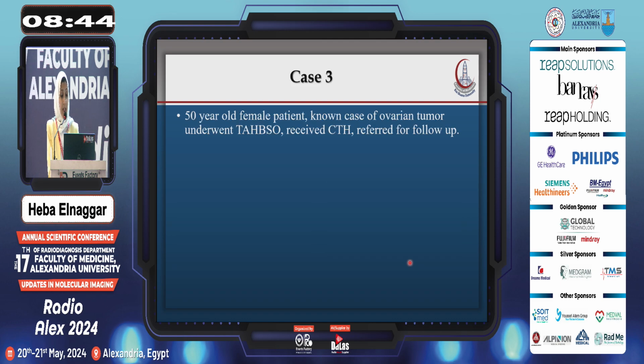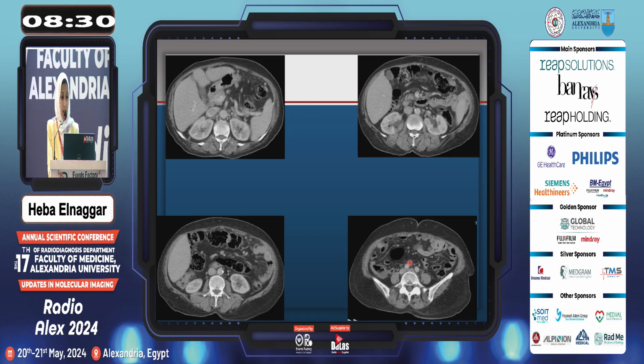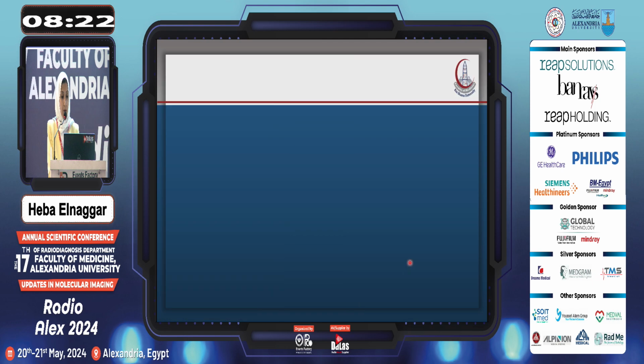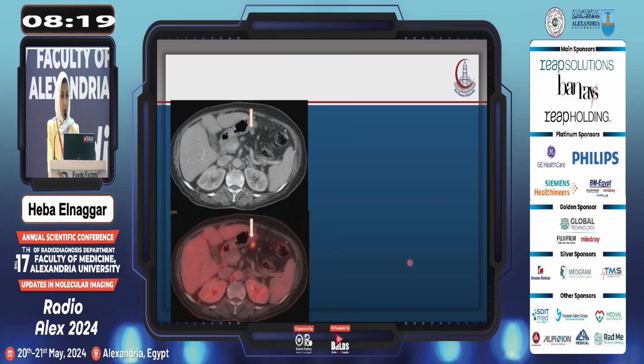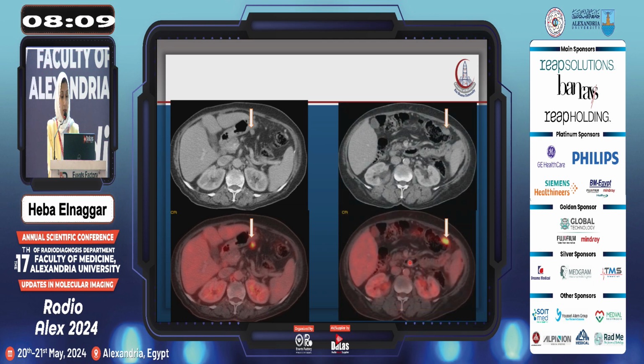In case number 3, a 50-year-old female patient, known case of ovarian tumor, underwent total abdominal hysterectomy and bilateral salpingo-oophorectomy. She received chemotherapy and was referred for assessment. In the conventional CT images, no gross abnormalities seen, but if we proceed to the fused images, you can see there are multiple scattered small peritoneal deposits seen here in this image lateral to the gastric wall, and here along the serosal surface of the transverse colon just behind the anterior abdominal wall.